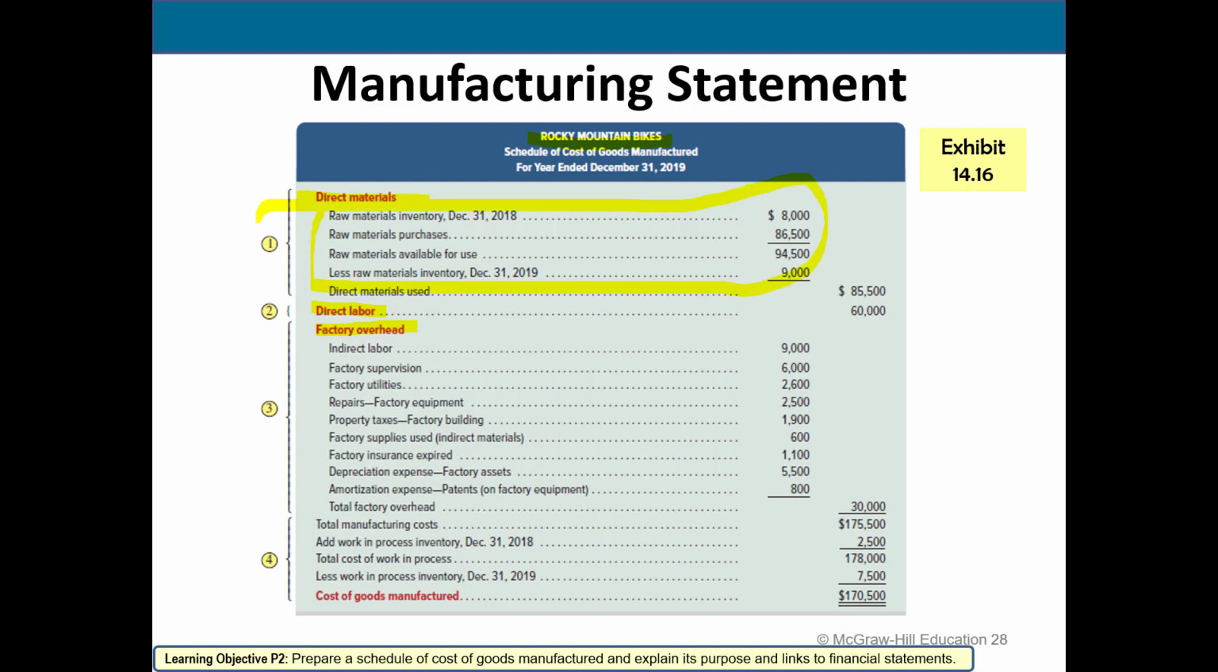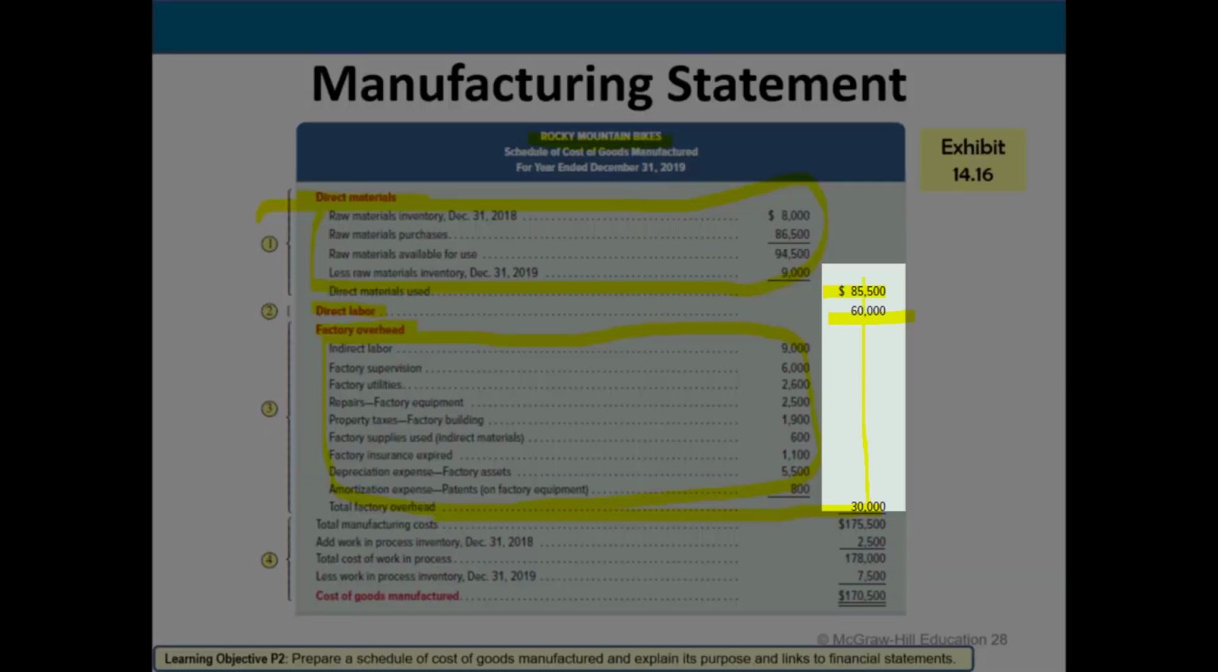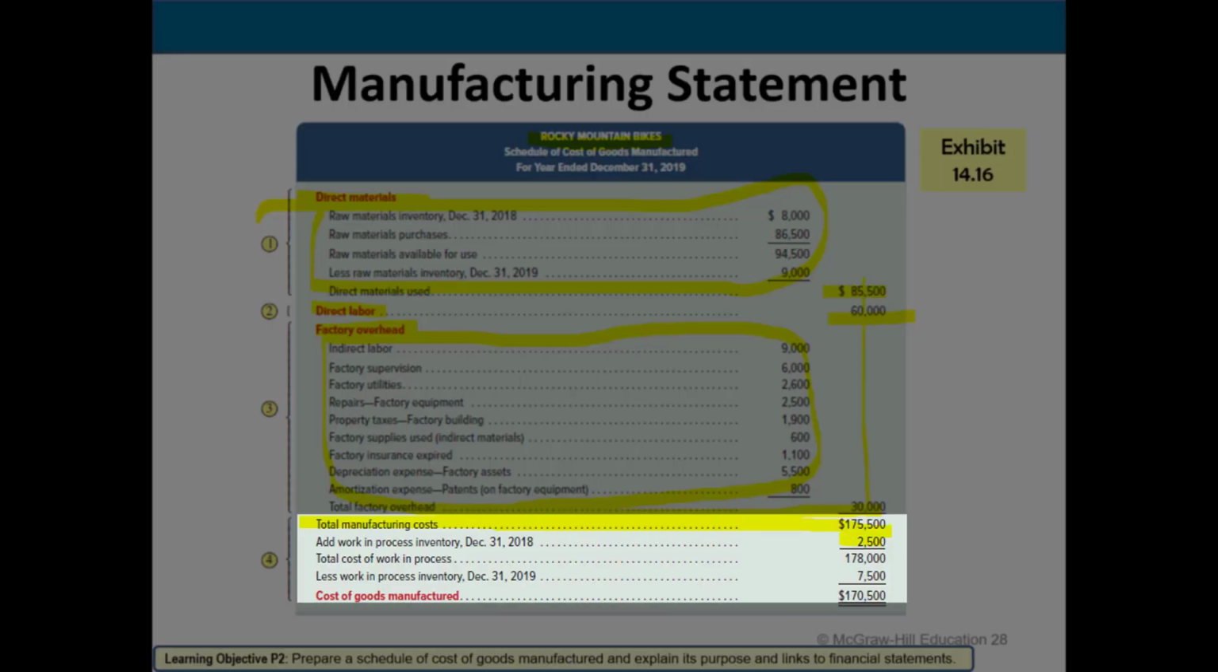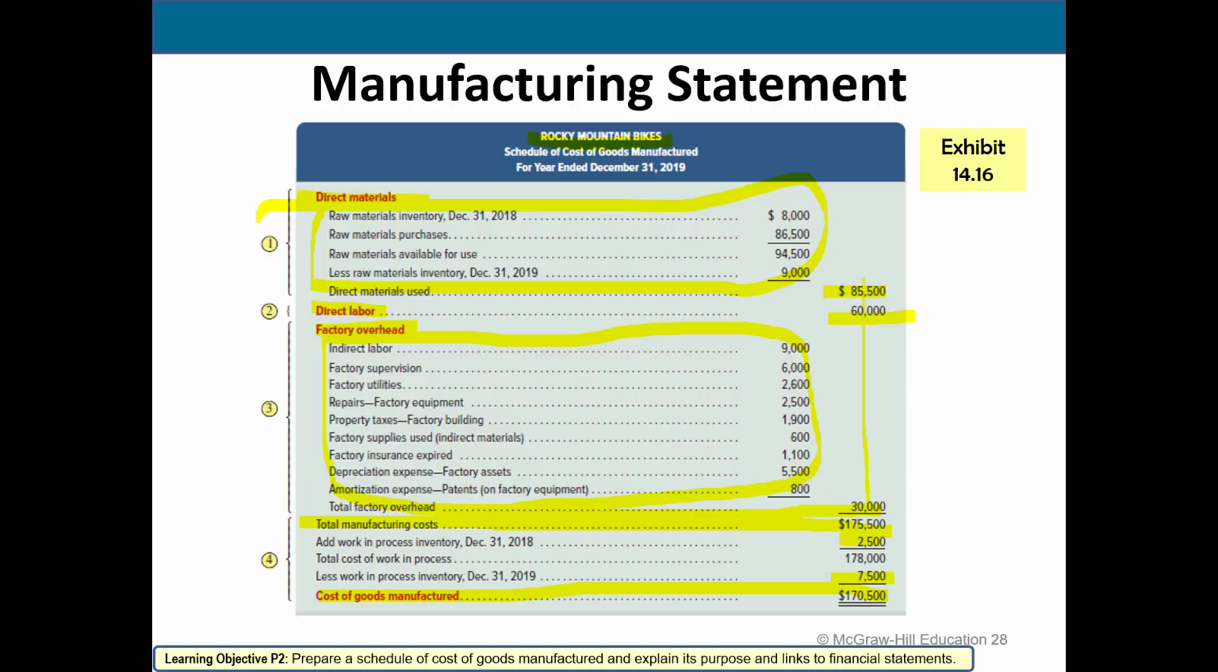So beginning inventory, add the purchases, together they equal the available for use, subtract the ending, and that gives you the direct materials used. Here's the direct labor. Factory overhead includes all of these items. Add them together to get the total factory overhead. These 3 are the total manufacturing cost. Add our beginning work in process inventory, subtract the ending work in process inventory, and that gives us our final number, which is cost of goods manufactured.